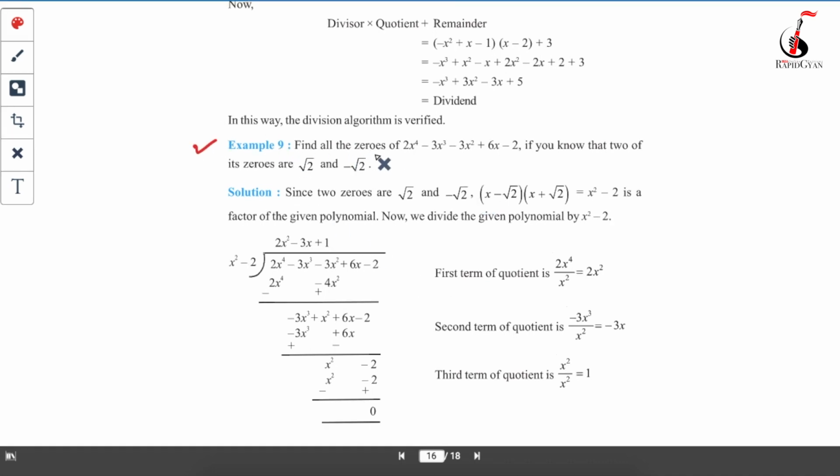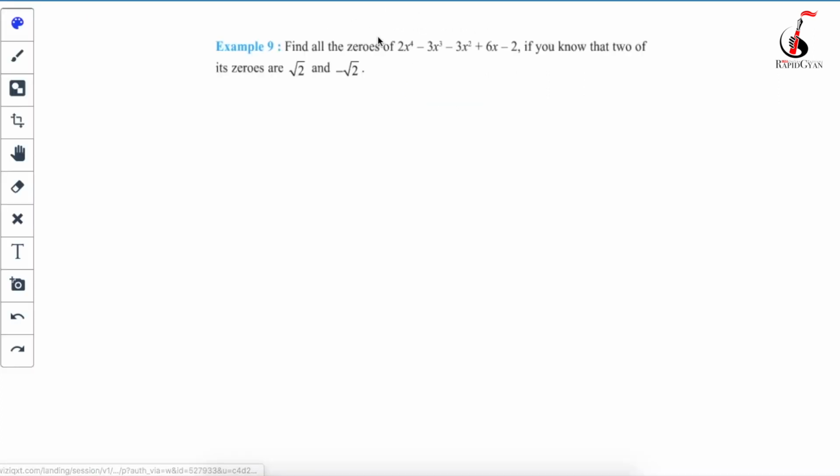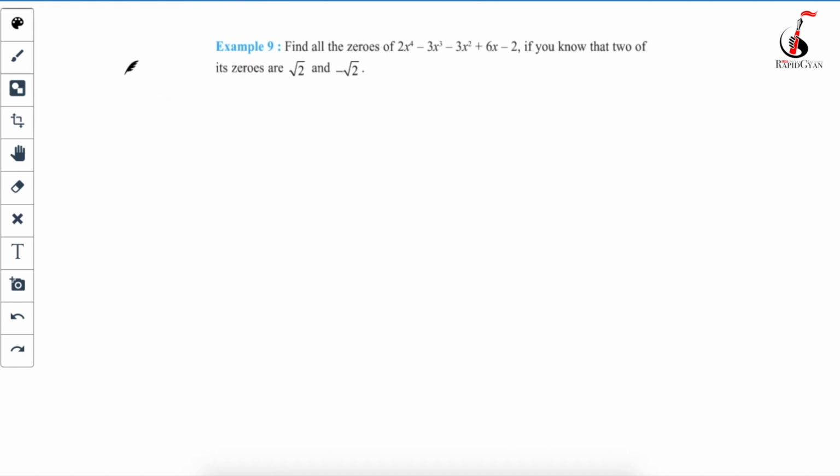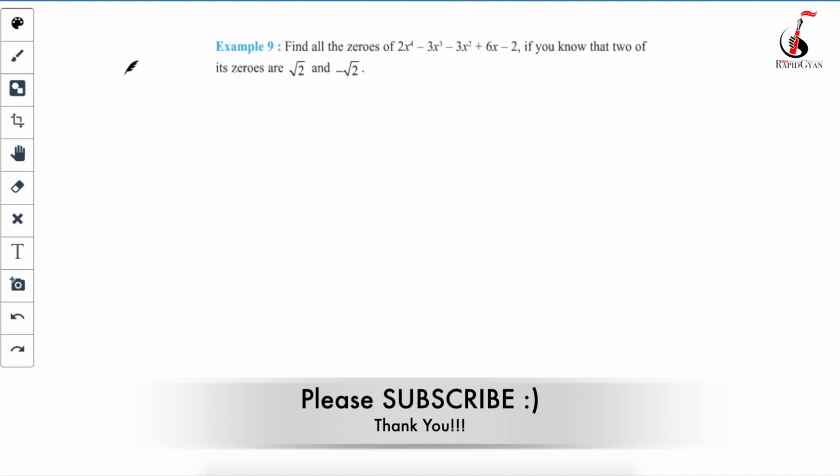Find all the zeros of this polynomial if you know that two of the zeros are root 2 and minus root 2. Okay, so here is your question. Let's solve this. So guys, to find the zeros of a polynomial, what are the zeros of the polynomial? Zeros of the polynomial are those numbers that, if I replace the value of x in the polynomial with that number, the whole polynomial becomes 0. Means in this case, if I replace x with root 2 or minus root 2 and solve this, my answer will be 0.